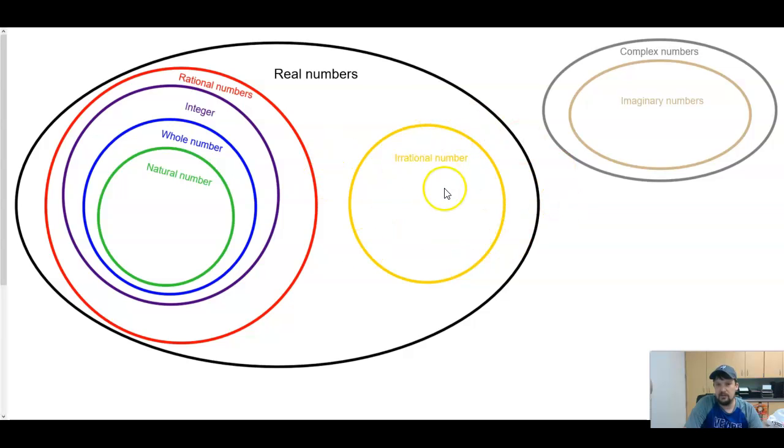No, because if you're over here, you're not inside any of these circles. You're only inside this yellow circle. You'd be considered a real number, but not any of these. And then we have our complex numbers and imaginary numbers over here, because they are not real numbers either.